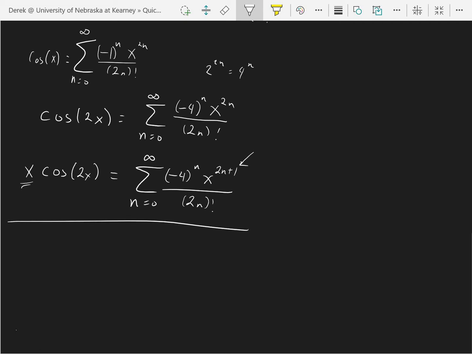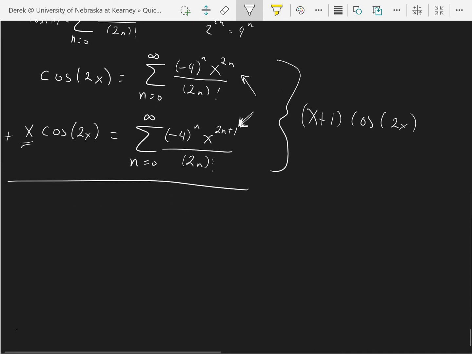Okay, and now if I wanted to add these two things together, this would be x plus 1 times the cosine of 2x, right? So I have to add like terms. This guy only has odd terms. This guy only has even terms. So what we can do is I can integrate them and sort of write it out like this.